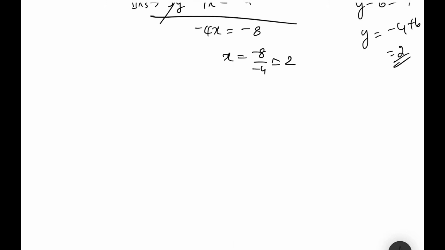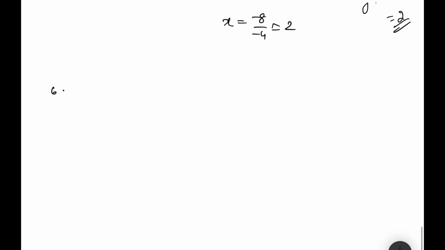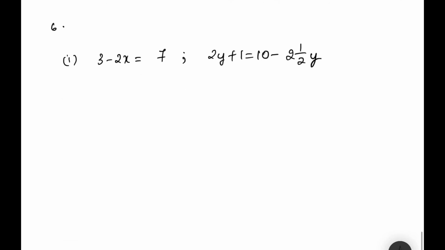Now let me do the sixth question. In each of the following, find the coordinates of the point whose abscissa is the solution of the first equation, and ordinate is the solution of the second equation. Okay, so let me come to that. First question, you have 3 minus 2x equal to 7 and 2y plus 1 equal to 10 minus 2 1 by 2y. So the first equation, let me solve.